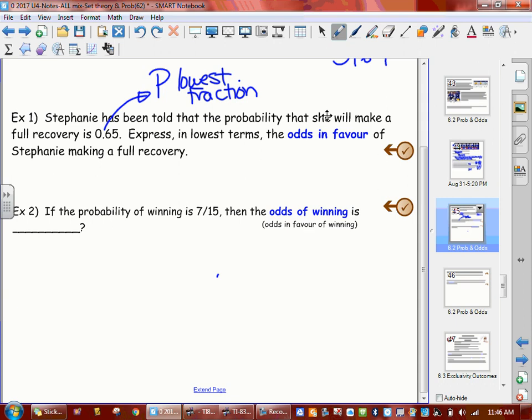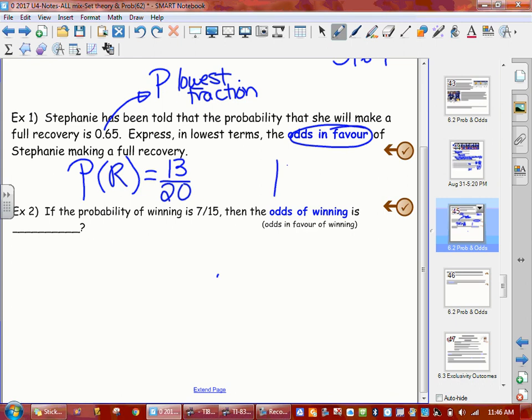So, probability of a full recovery, R for recovery, is 13 over 20. So, we want odds in favor, which means success, she will recover, to how many times she won't. So how many times won't she recover? 7. They have to add to 20. They need to add to the bottom number. Okay, they have to add to the bottom number always.